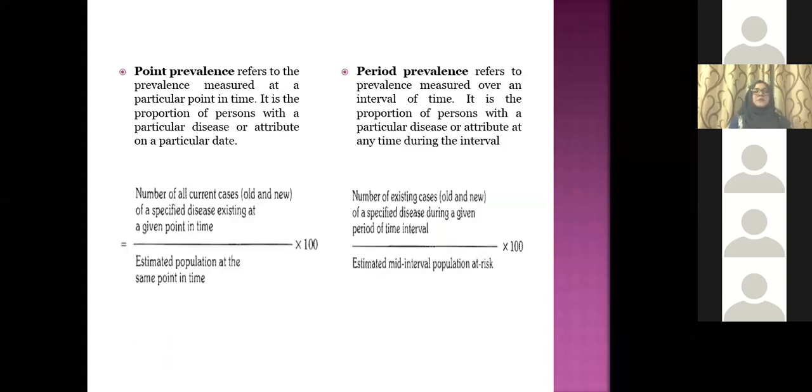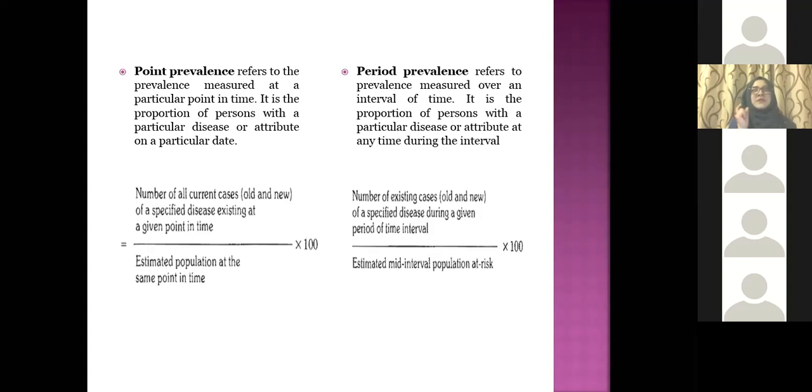Basically, there are two types of prevalence. We have point prevalence and we have period prevalence. Point prevalence refers to the prevalence measured at a particular point in time, and it is the proportion of persons with a particular disease or attribute on a particular date. In simpler words, point prevalence is the prevalence of a disease at a certain point in time.